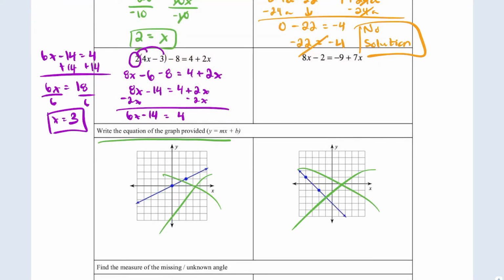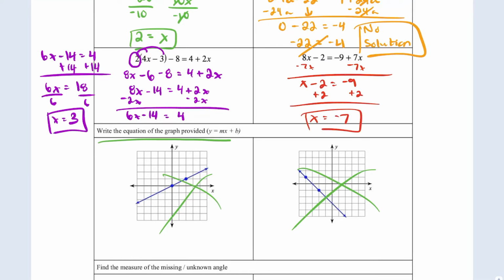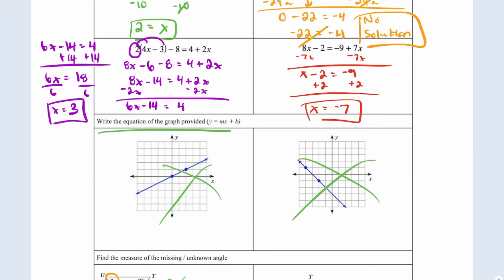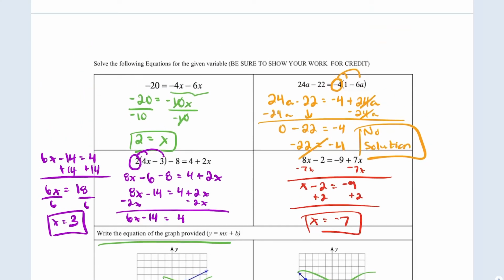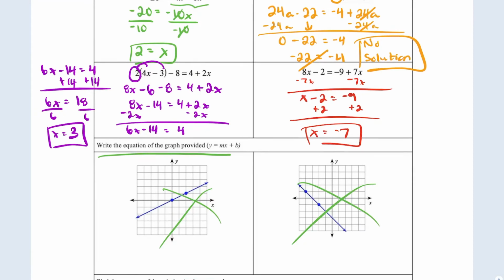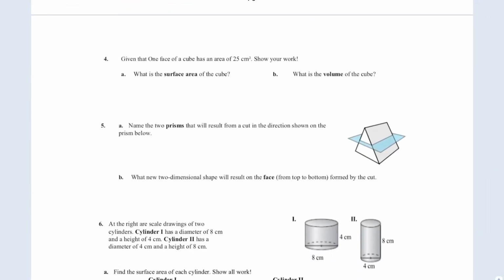All right. Get your variables to one side and your constants to the other. So I'm going to subtract 7x from both sides. So now I have x, or 1x, minus 2 is equal to negative 9. Add 2 to both sides. Negative 9 plus 2 is negative 7. And there we go. Awesome. Hopefully those are painless. All right, let's keep going.